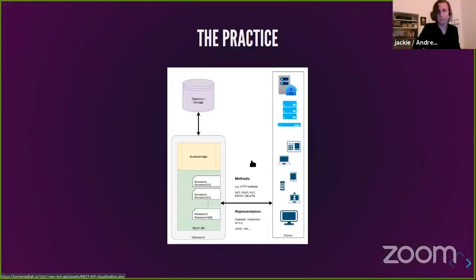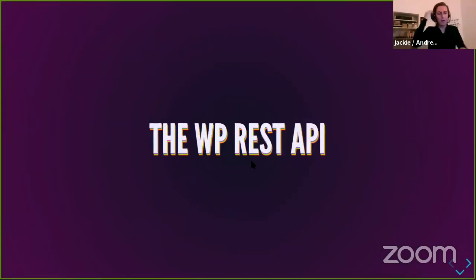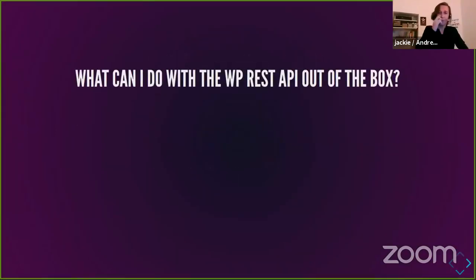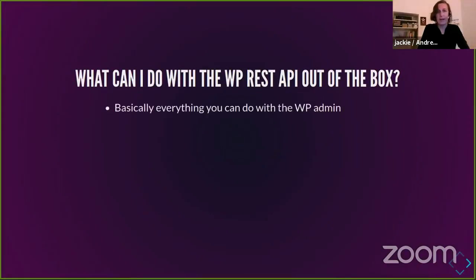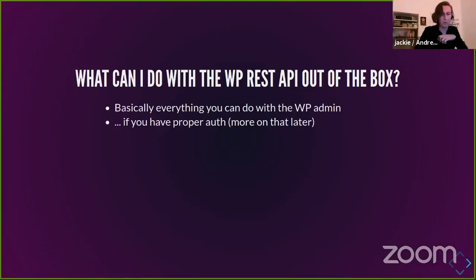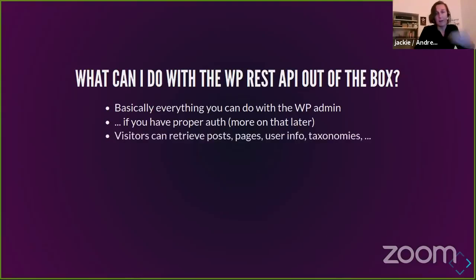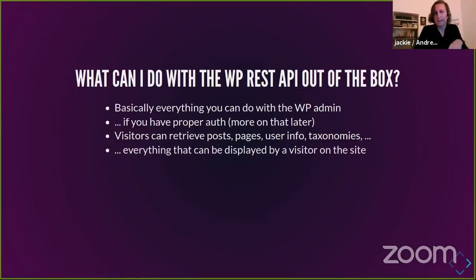So that's about REST. So let's look into what the WordPress REST API can do out of the box. So you set up a fresh WordPress, and basically you can do everything with the REST API that you also could do with the WordPress admin. Of course, only if you have proper authentication, and we have some more on that later. If you are unauthorized, you still can, as a visitor, retrieve posts, pages, user info, taxonomies, basically everything that can be displayed by a visitor on the site as well.